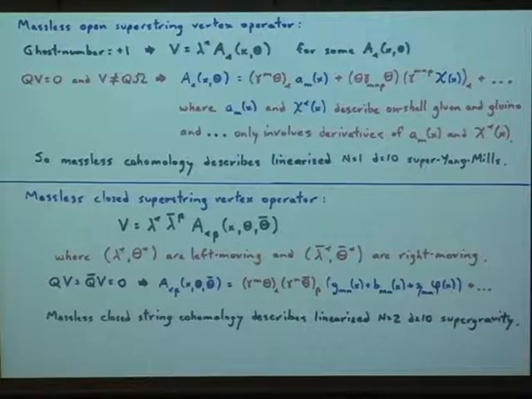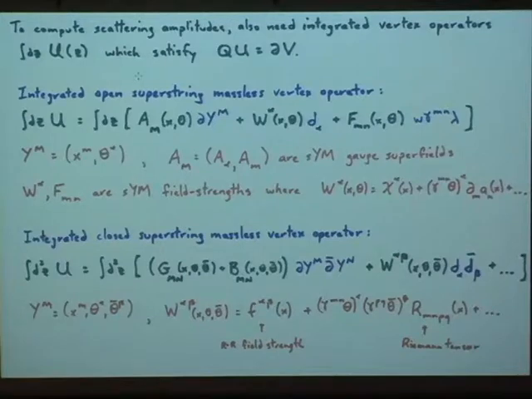Okay, these are the unintegrated versions of the vertex operators. If you want to compute scattering amplitudes, you also need the integrated version. So in this formalism, there are no bc ghosts, but one can describe the integrated vertex operators using this relation. So U would be the dimension 1 operator, the integrated one, and V would be the dimension 0 one that I just showed on the previous transparency. So for the open superstring, one has this vertex operator. So this, of course, describes super Yang-Mills.